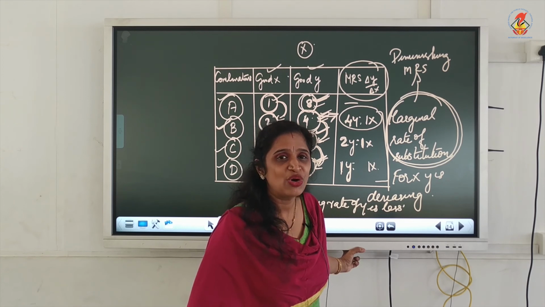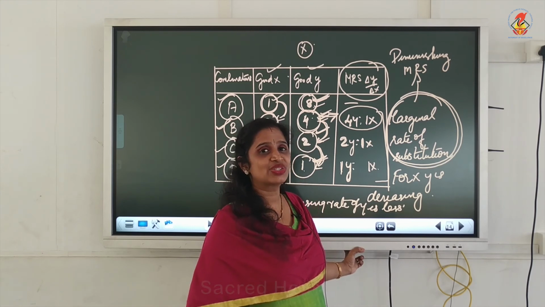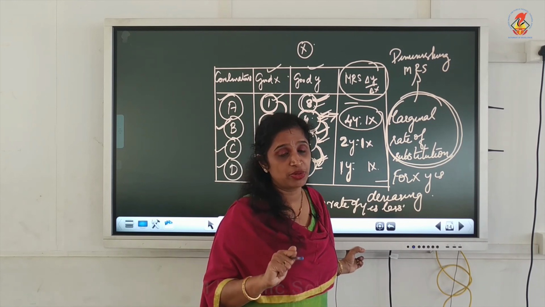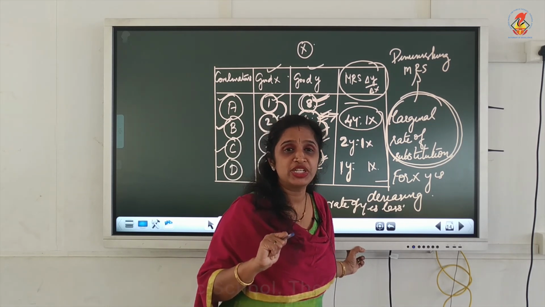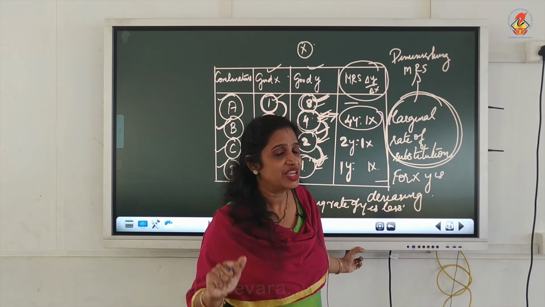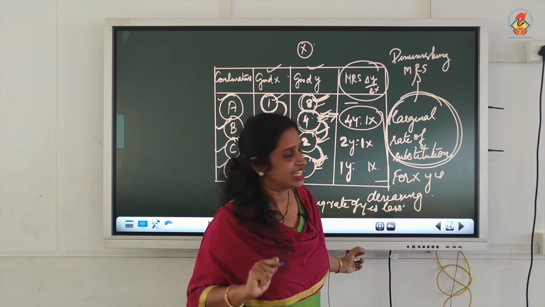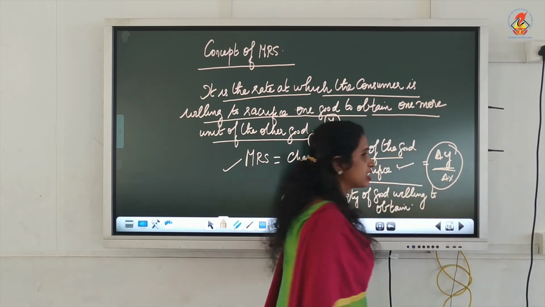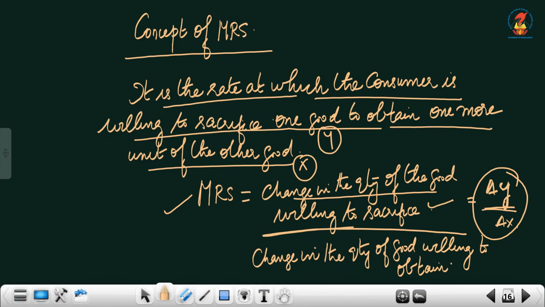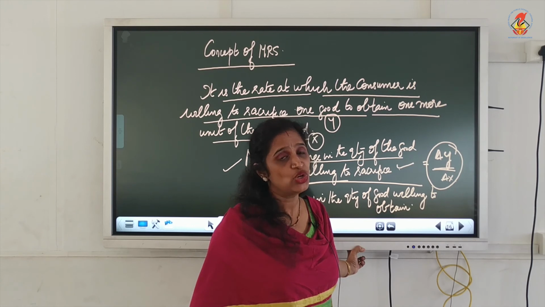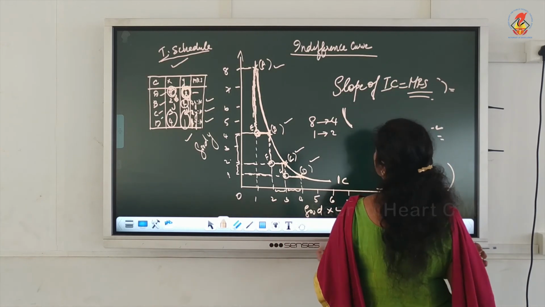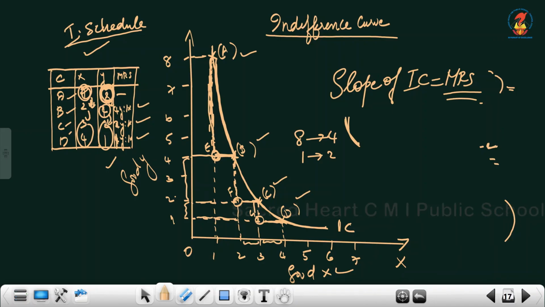And secondly, the law of diminishing marginal utility works there, because when Y's sacrificing rate is going on decreasing, when Y is sacrificed, it means more of X is consumed. When more of X is consumed, the law of diminishing marginal utility will work. So obviously the sacrificing rate of Y will decrease. Then we learned the formula of MRS. The formula of MRS is delta Y by delta X, the amount of Y commodity willing to sacrifice by the amount of X commodity gained.